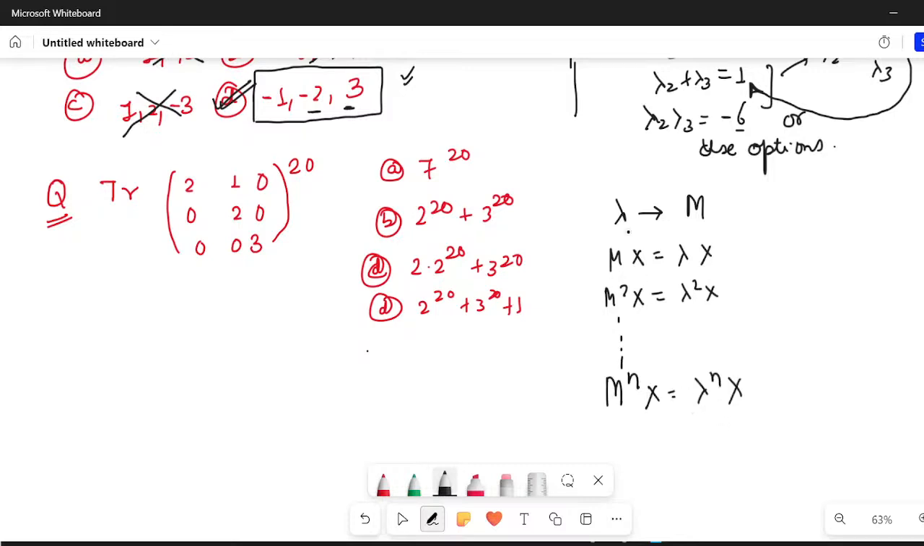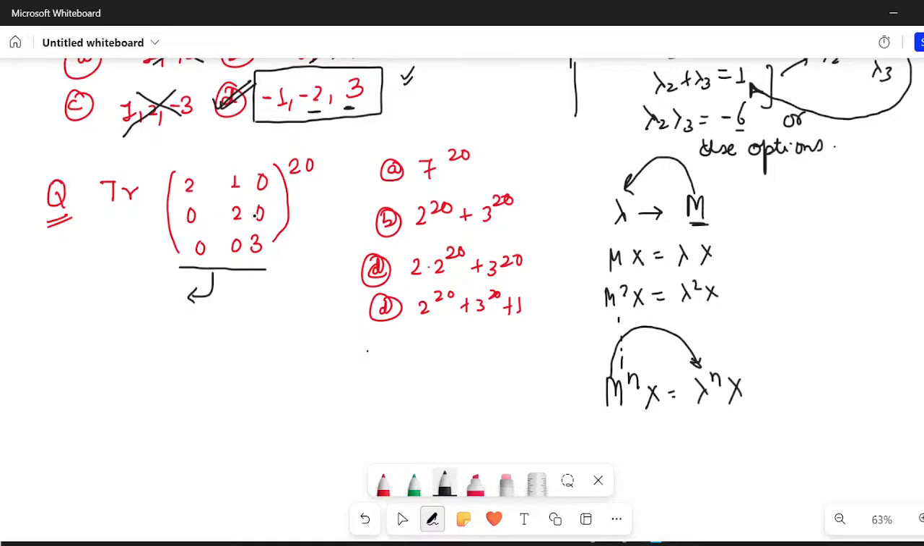So I can say that if corresponding to matrix M the eigenvalues are lambda, then corresponding to M raised to n the eigenvalues will be lambda raised to power n. This is clear. So what are you supposed to find? You are supposed to find the eigenvalues for this. First try to find the eigenvalues for this. Then you will be able to understand what I am telling.